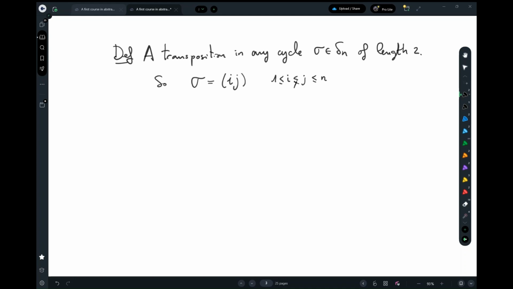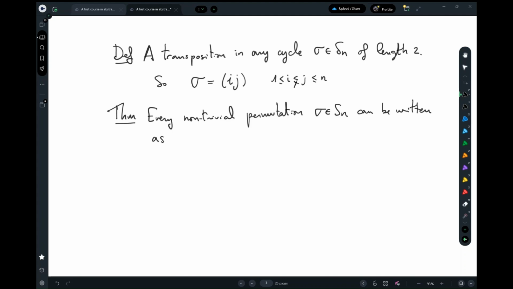Okay, so that is a transposition, and it turns out that every non-trivial permutation, so an element of Sn, can be written as a product of transpositions. How?